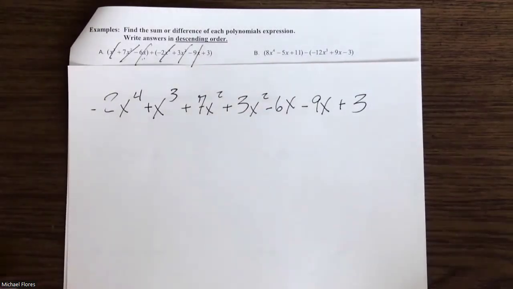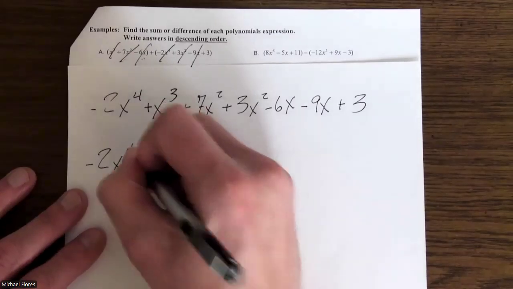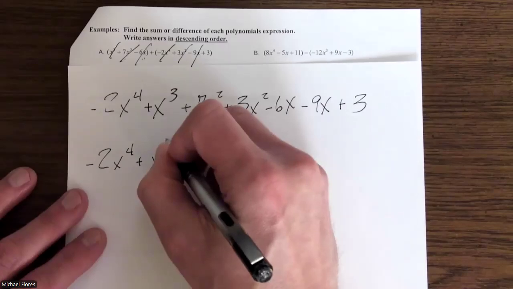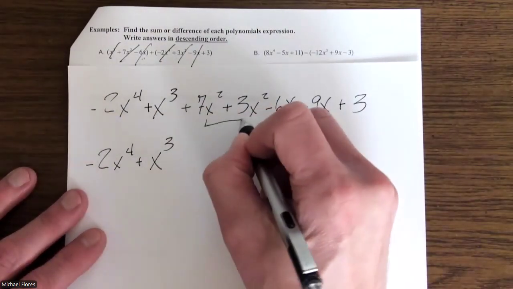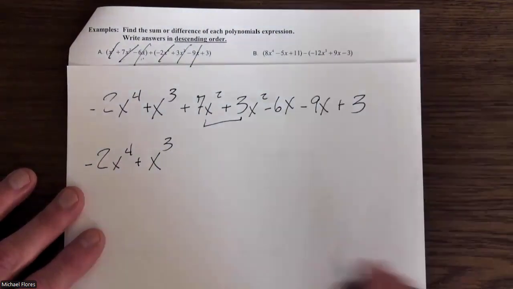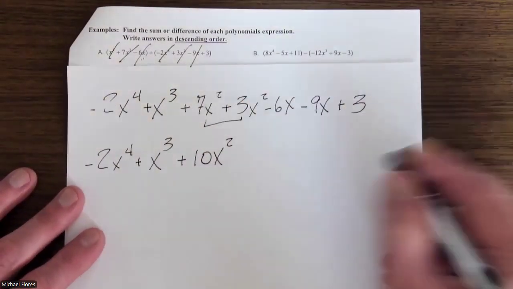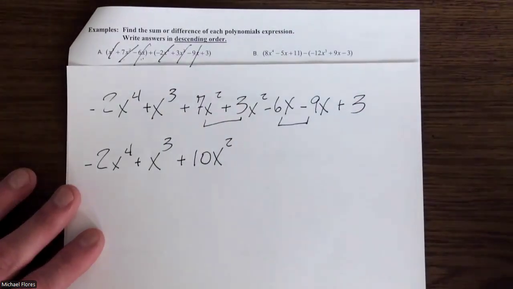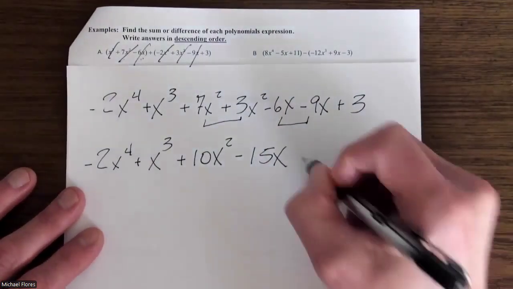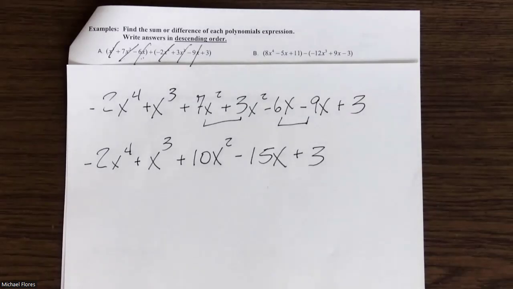And now you're just combining like terms. Negative 2x to the 4th, that is the only term of its kind. Plus x cubed, well, there's no other x cubes other than that one. These can be combined. 7x squareds plus 3x squareds mean we have 10x squareds. We can combine those. Negative 6x minus 9x is negative 15x, and then plus 3. That's your answer.